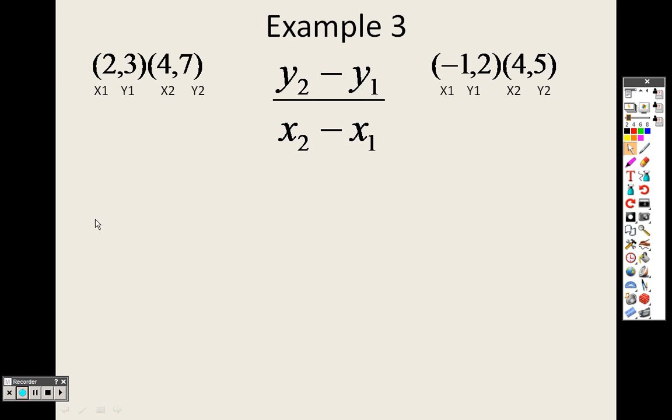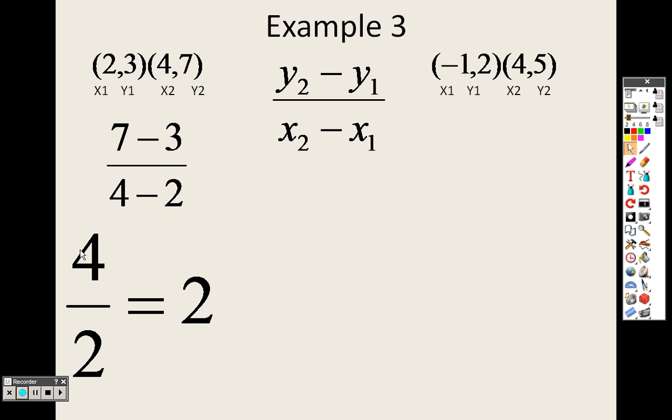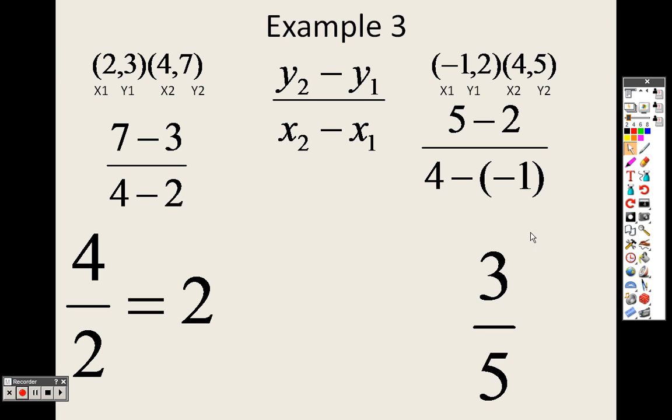All right, so trying this one out now. We have 7 minus 3 on top and 4 minus 2 on the bottom. So I get 4 over 2, which is 2. Over here I have 5 minus 2 on top and 4 minus a negative 1 on the bottom, which is plus a positive, so 5. So I have 3/5. So which of these slopes is steeper? Well, the 2 would be steeper because it's a whole number and this is a fraction, so the 2 would actually be steeper.